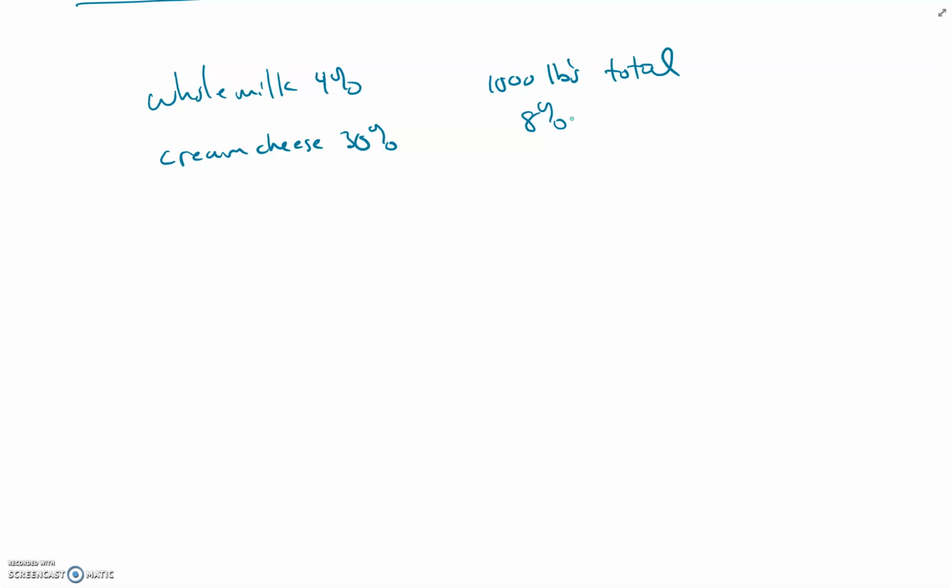So, how much of each? X is the amount of whole milk, Y is the amount of cream cheese. So X plus Y has to equal 1,000. Now we have to do the actual percent of cream cheese.